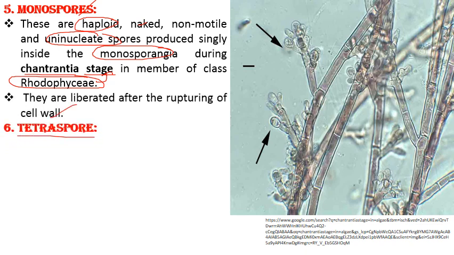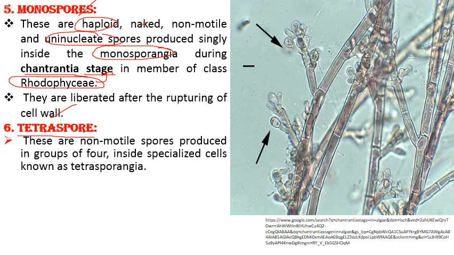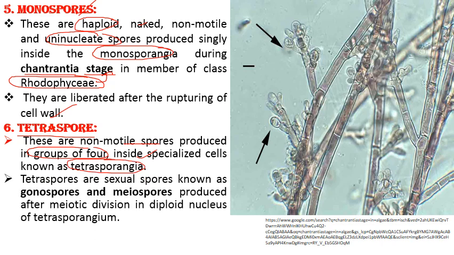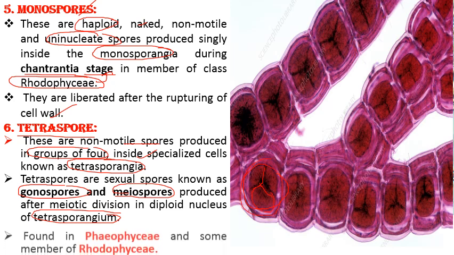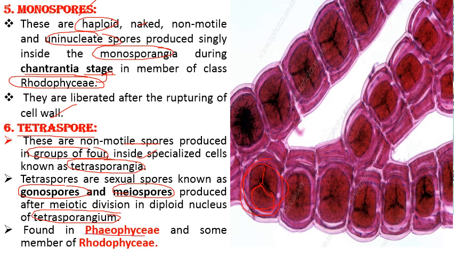Then next comes tetraspore. They are again non-motile spores produced in groups of 4 inside a specialized structure called tetrasporangia. These tetraspores are sexual spores known as gonospores, and we also call them meiospores because they are produced as a result of meiotic division, inside the tetrasporangium. So inside this tetrasporangium these tetraspores are formed. They are found in the class Phaeophyceae, which we call brown algae, and Rhodophyceae, which we call red algae.